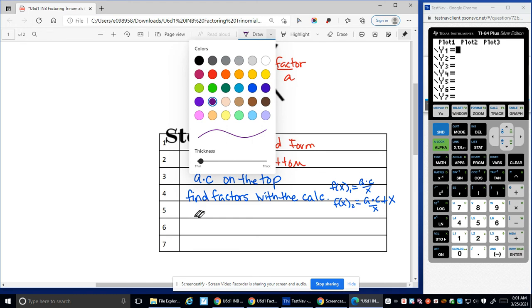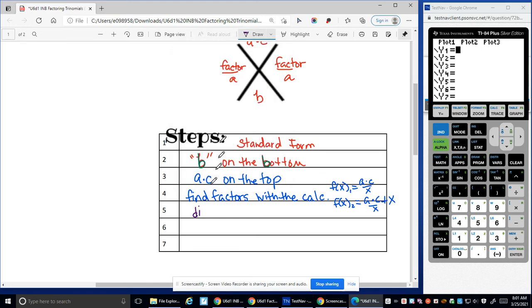So our next step would be then to divide by A. That's what we're doing right here. We write down each of the factors on the side, and we divide by A. And then we reduce those fractions, and we write our factors.